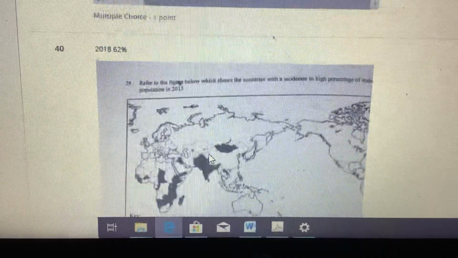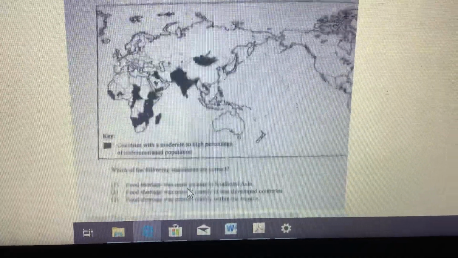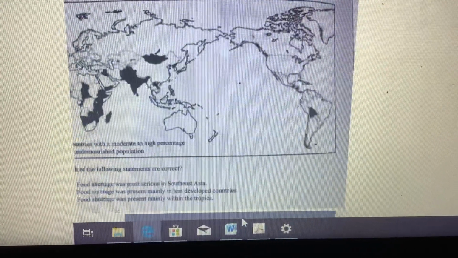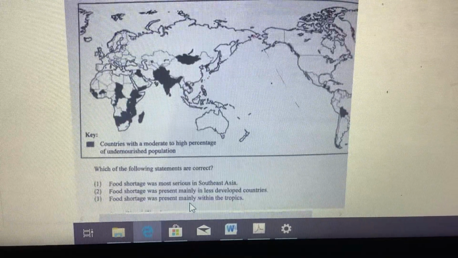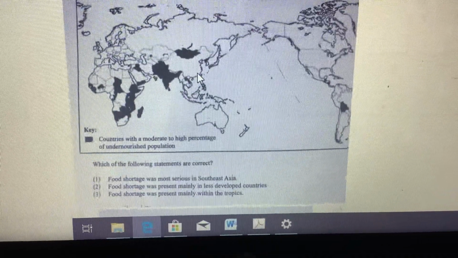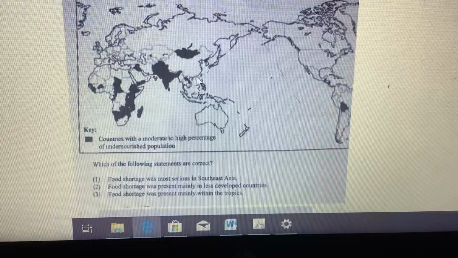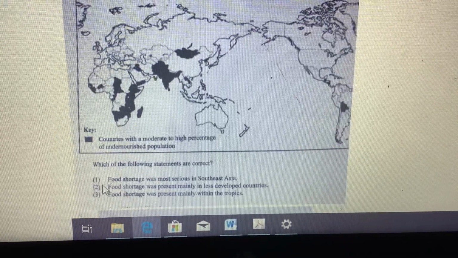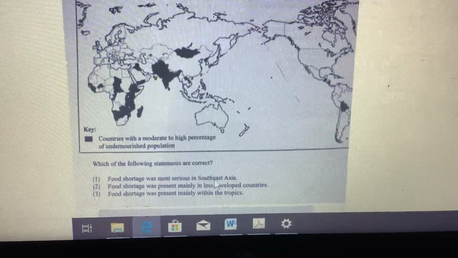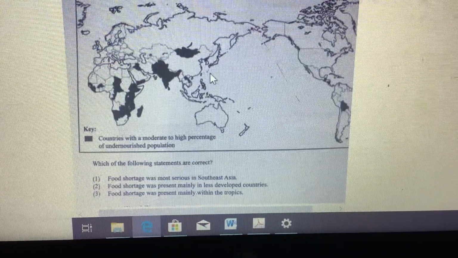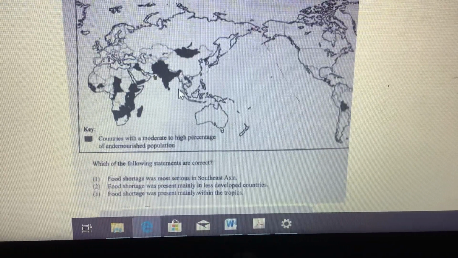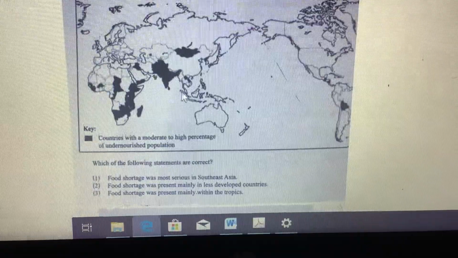Number 40. Which of the following statements are correct? The map shows countries with a higher percentage of undernourished population in darker color. Number 1, food shortage is most serious in Southeast Asia. Not really, because Southeast Asia is quite light indeed.